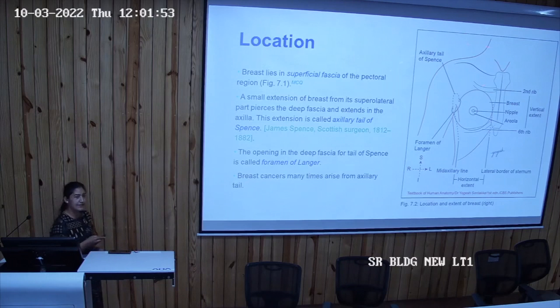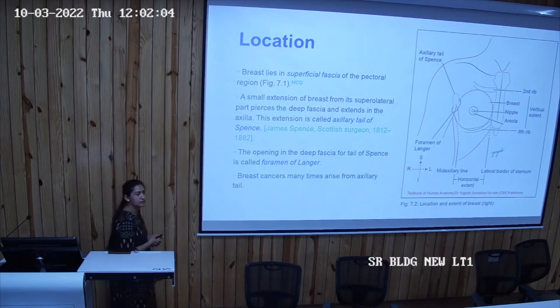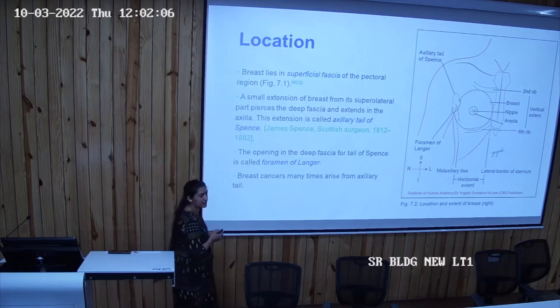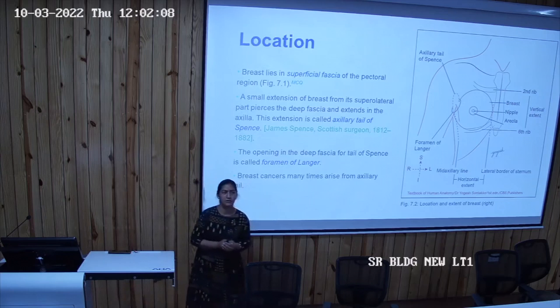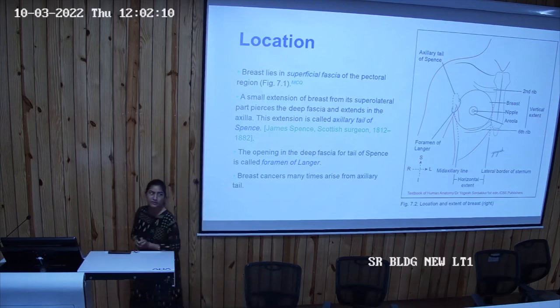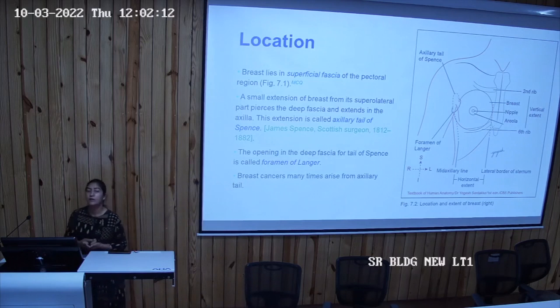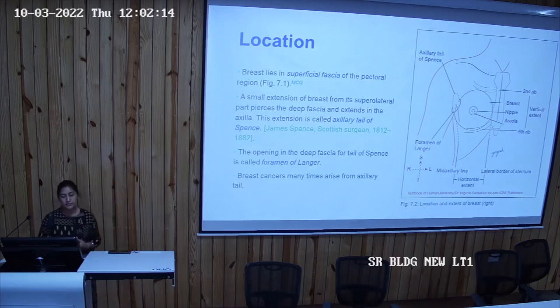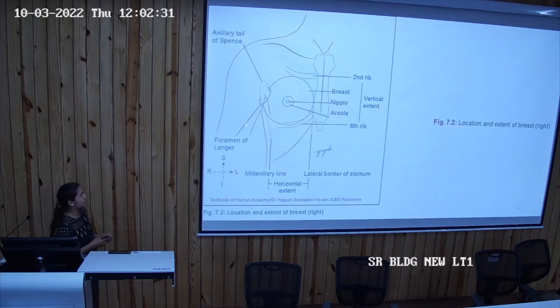So you should be clear with these two terms: what is the axillary tail of Spence, and what is the foramen of Langer? The axillary tail of Spence is the mammary tissue that is going deep into the axilla, while the foramen of Langer is the area through which the mammary tissue goes to the axilla. That is called the foramen of Langer. This is a similar picture.